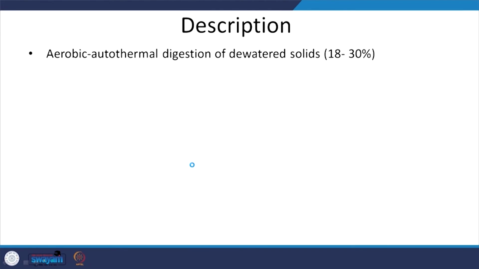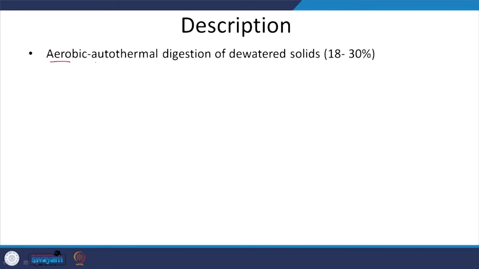In stabilization we have looked at anaerobic, aerobic, and aerobic where the heat is reused, and here we are talking about composting. Composting, you would have heard that a lot. Let us see what it is about. So, aerobic, autothermal digestion of dewatered solids, fine. And what is it that we are talking about?